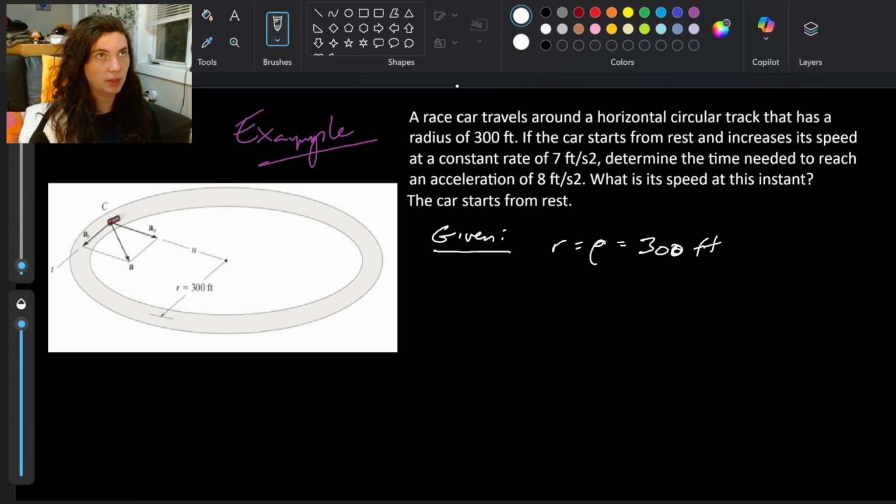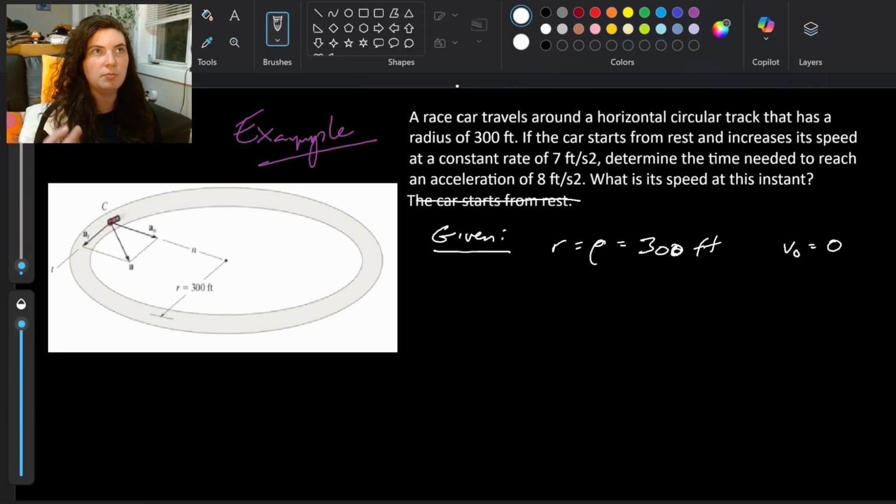It's 300 feet. If the car starts from rest, which I see I have in here twice now, the car is starting from rest, so we'll just make a note that initial velocity here is 0, and increases its speed at a constant rate of 7 feet per second squared. So what does that mean? Increases its speed at a constant rate of 7 feet per second squared.